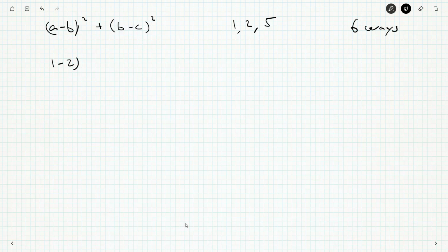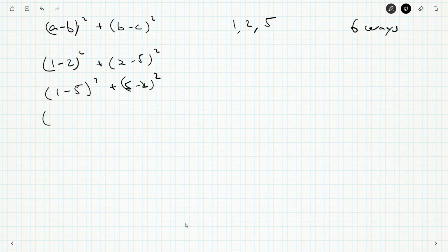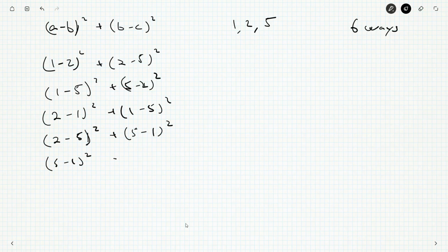So we could have 1 minus 2 squared plus 2 minus 5 squared. 1 minus 5 squared plus 5 minus 2 squared. 2 minus 1 squared plus 1 minus 5 squared. 2 minus 5 squared plus 5 minus 1 squared. 5 minus 1 squared plus 1 minus 2 squared, and then 5 minus 2 squared plus 2 minus 1 squared.